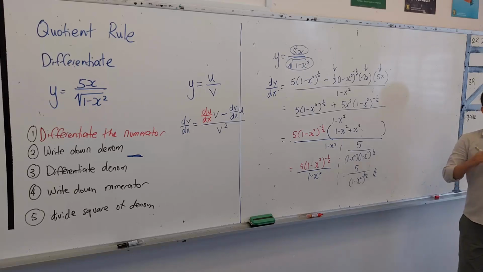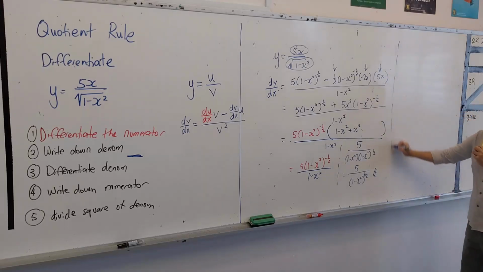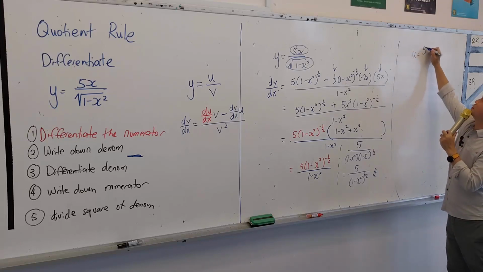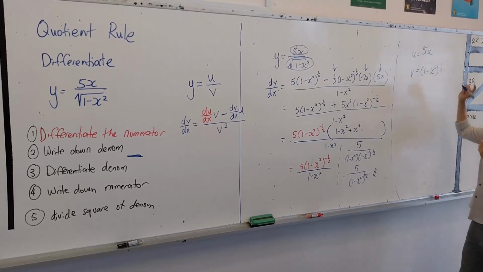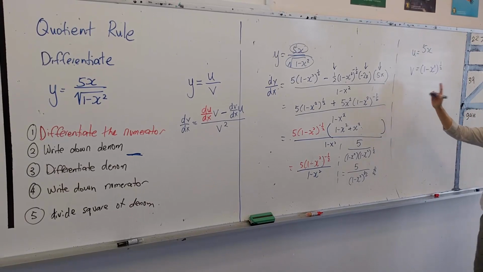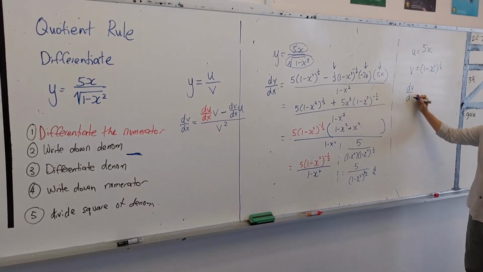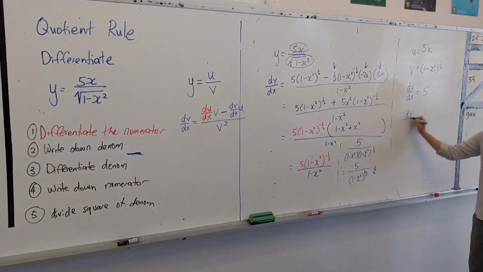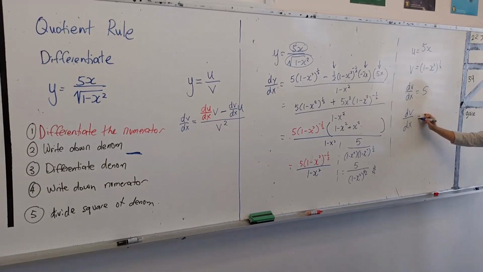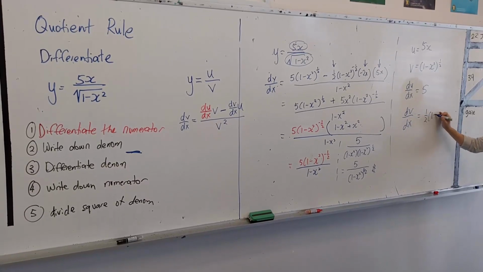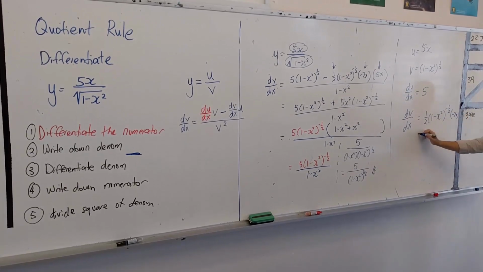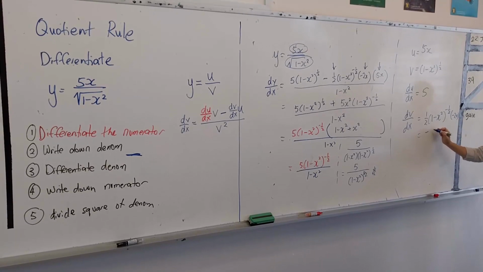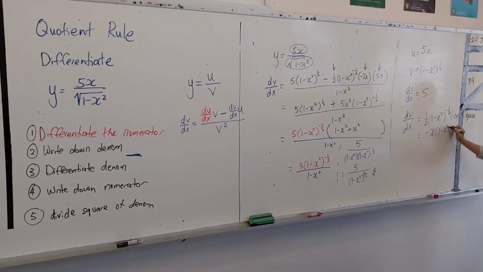Now I will do it in 5 steps. Step 1: U, V. I think this is the sure-proof way of doing it, but it's a bit slower. du/dx, dv/dx, bring down the power, minus 1, differentiate the inside, simplify it, and finally do a v squared.